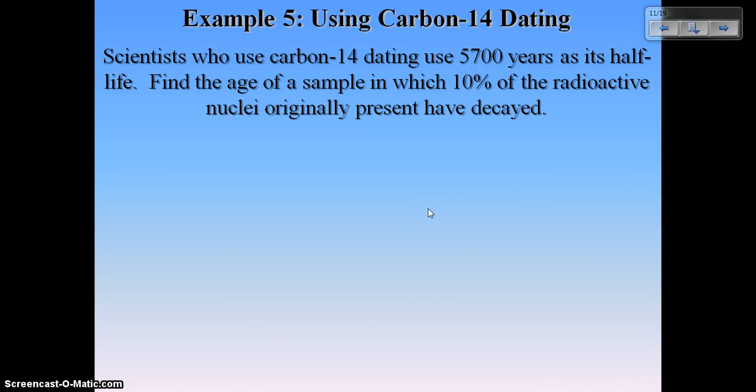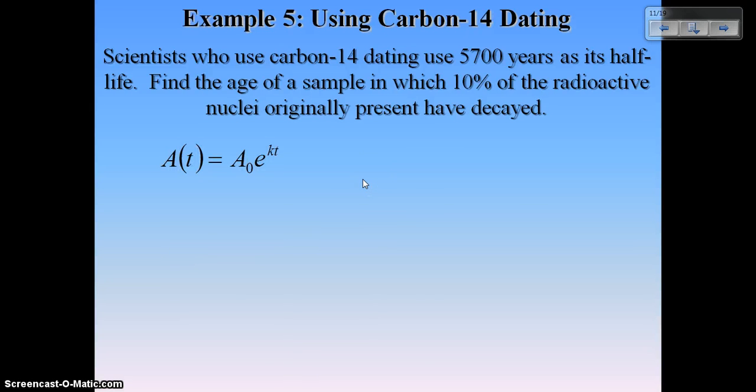Now, carbon-14 dating. Scientists who use carbon-14 dating know that it has a 5,700-year half-life. Find the age of a sample if 10% of the radioactive nucleus originally present has decayed. So not 10% left, but 10% has decayed. How long then has it, how old is it?